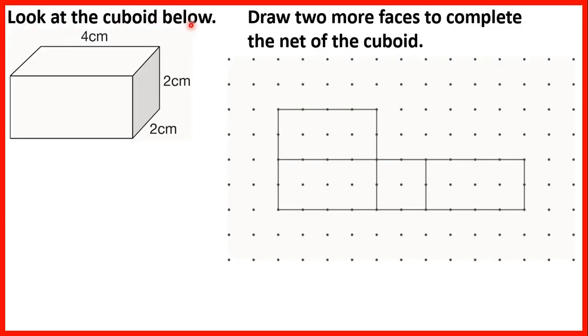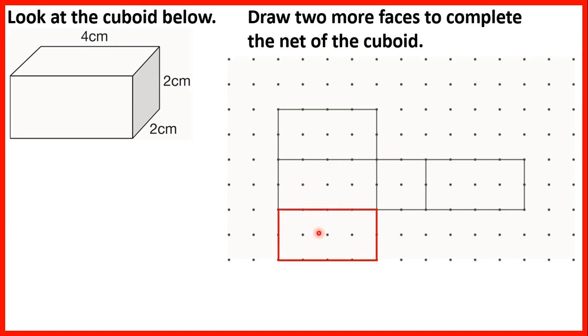Look at the cuboid below. Draw two more faces to complete the net of the cuboid. So if this face here is our base, this face will fold up, this square face will fold up and so be one of the squares at the end, and then when this square has folded up, this rectangle will be able to fold all the way over the top.